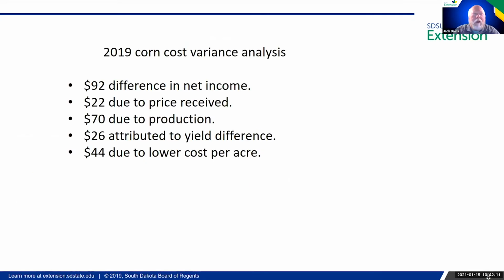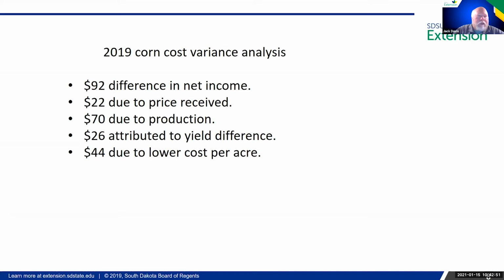So I did what's called a management accounting variance analysis. We had a $92 difference in net income. $22 of that was due to the price received. So yes, marketing is important, but more of it is due to production and being able to produce more with less cost. That's where producers will get the most for their dollar. So don't give up on marketing or price risk protection, but production is probably still much more important.